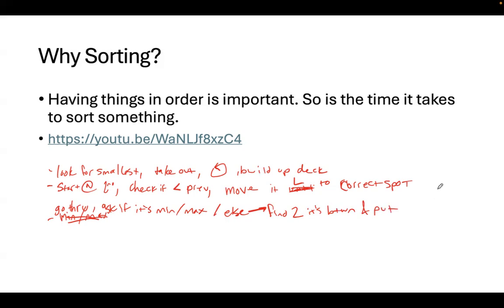What else do you have? What other ways do you sort this thing? That's part of sorting, like looking at it, because you want to put it in order. So you have to look at what's the value of the card in order to sort it. Go for it.